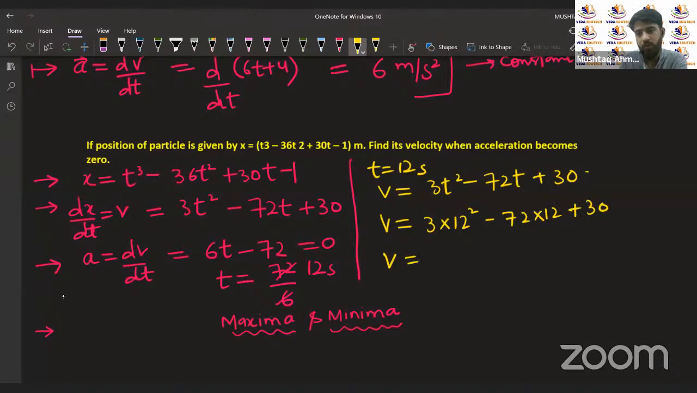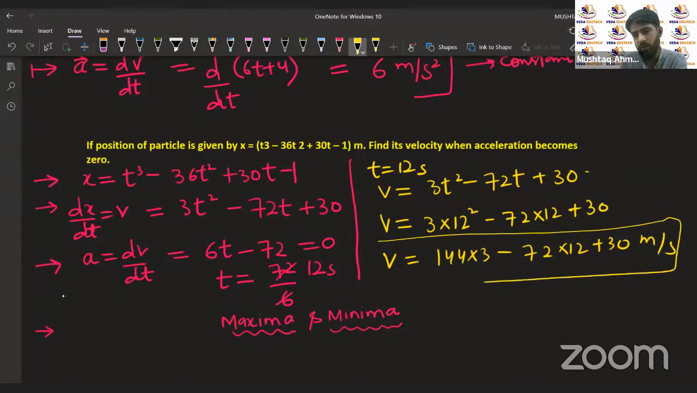So from here, 144 into 3 minus 72 into 12 plus 30. So this is how we will calculate the velocity of this particle when the acceleration of the particle is 0. So this is the final answer. This is the final answer that how we calculate the velocity of the particle when acceleration is 0.